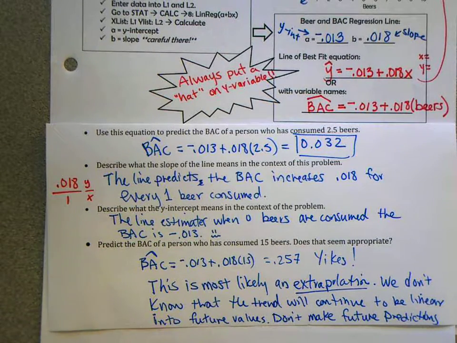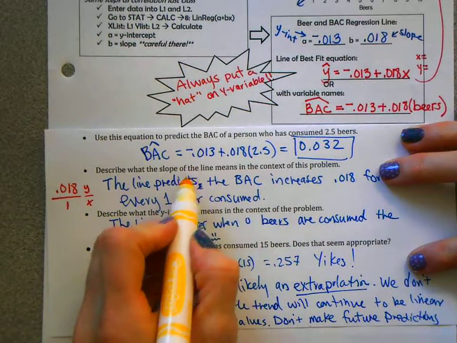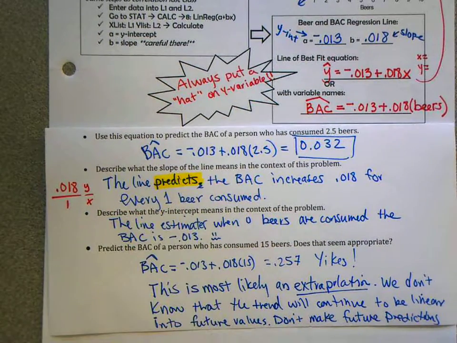The other thing is you have to say prediction or an approximation. You can't say that blood alcohol content will increase 0.018 for every 1 beer. You have to make sure it's a prediction.